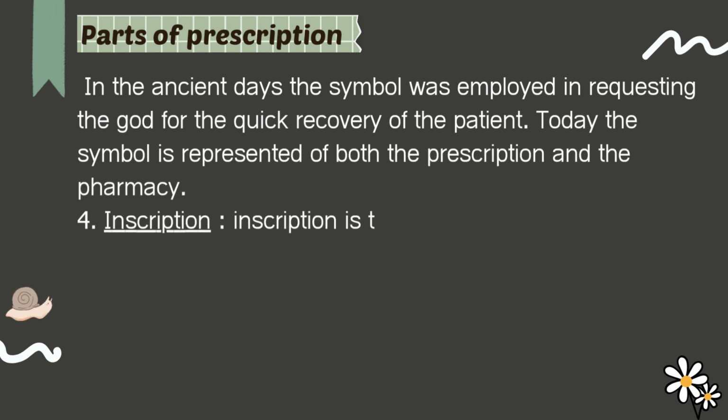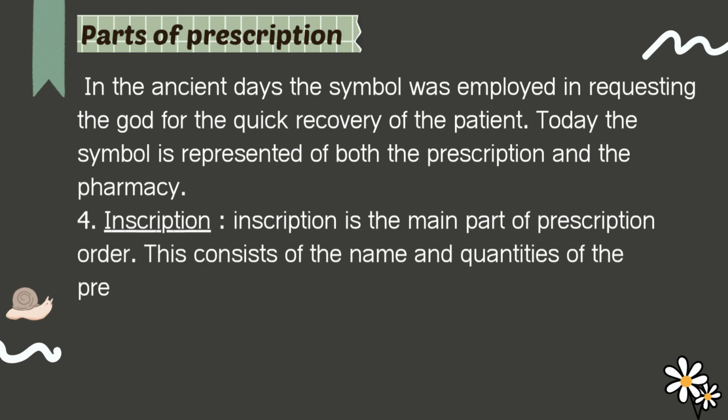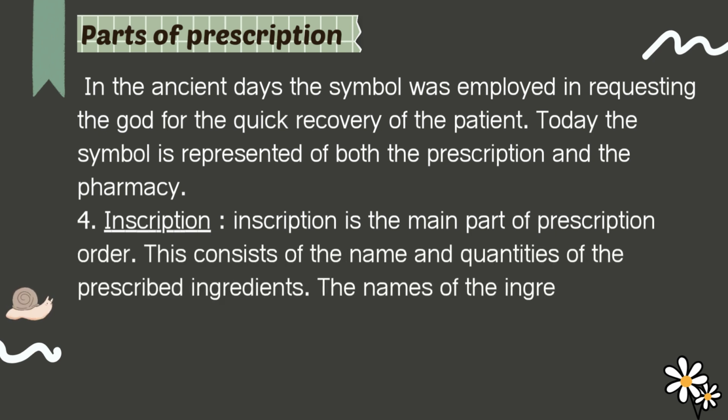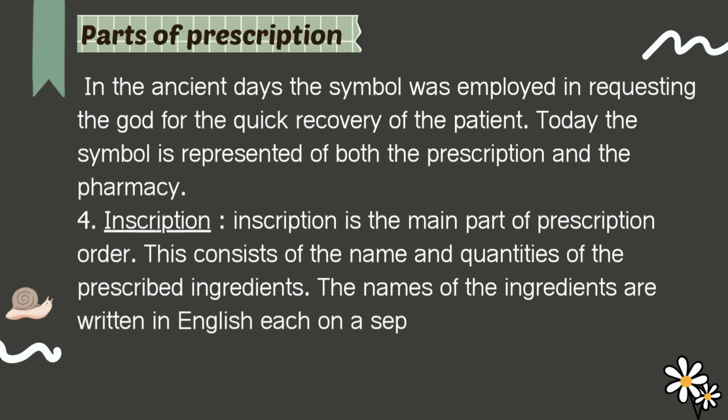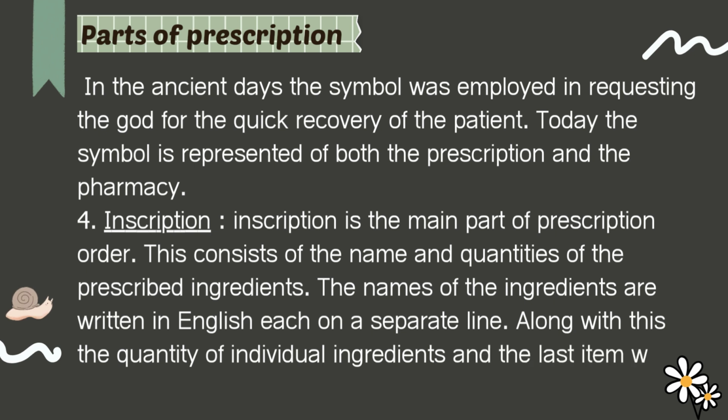4. Inscription. Inscription is the main part of the prescription order. This consists of the name and quantities of the prescribed ingredients. The names of the ingredients are written in English, each on a separate line. Along with this, the quantity of individual ingredients is given, and the last item will be the vehicle or diluent.